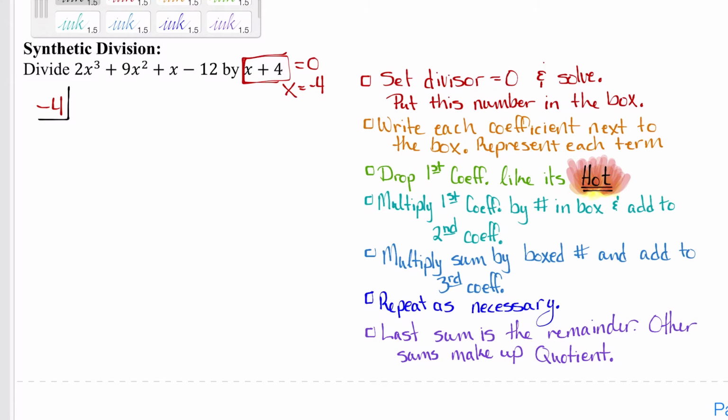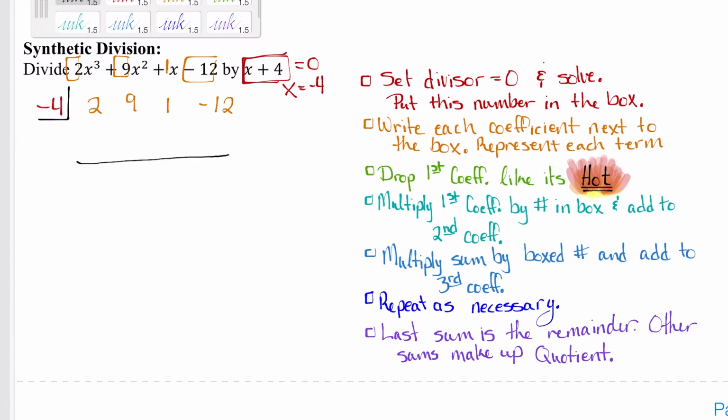Next, I'm going to write each of my coefficients next to the box. So the 2, the 9, 1, and -12. And we do want to make sure that each term is represented. So I went from cubed, squared, linear to constant. Everything is there. I'm not missing anything that should have exponents. And we're only writing down the coefficients. We don't want the variables.